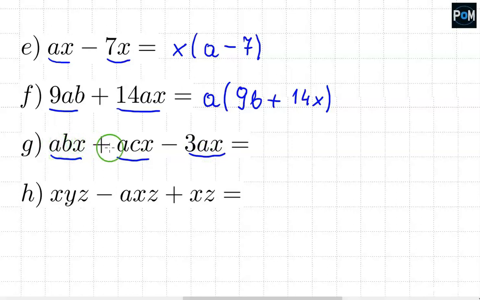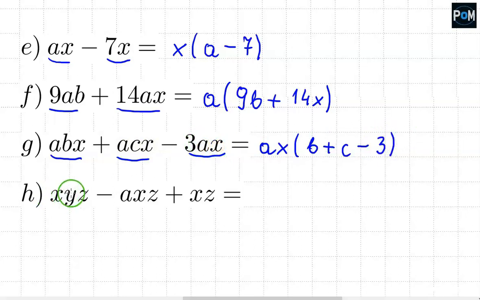The letter A is everywhere, so we take the letter A out in front. But we also notice the letter X is repeating. It's here, here, and here, meaning X also goes outside the bracket, and inside the bracket we write what's left. We took away the letter A and the letter X, so we're left with the letter B. From this second piece, we took away A and X, leaving us with C, and here, after removing the letter A and X, we're left with a 3.